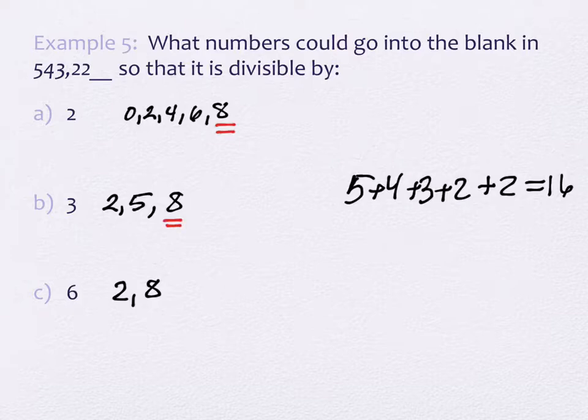Yeah, no, you're right. It's in the list for both 2 and 3, right? And in order to be divisible by 6, it's got to be divisible by both 2 and 3. So those are the numbers that occur in both of my lists.